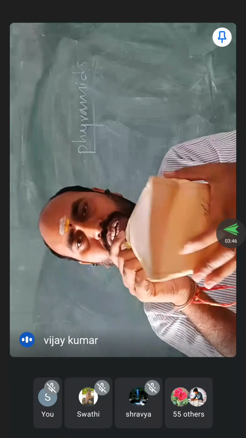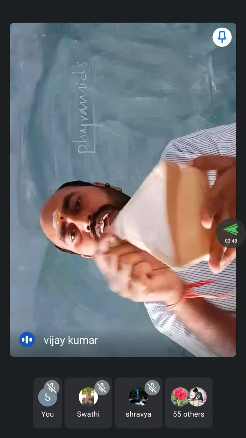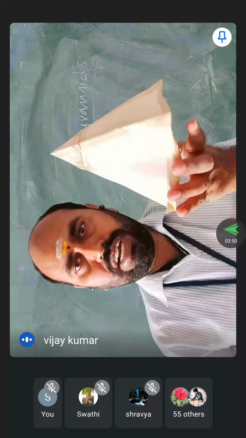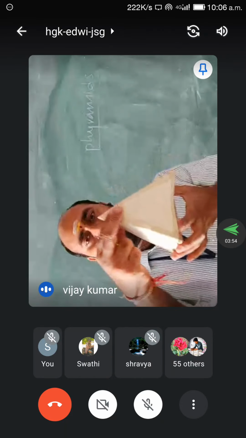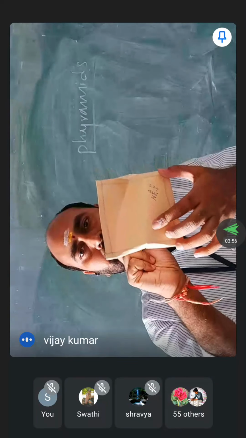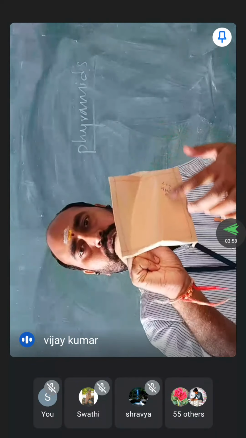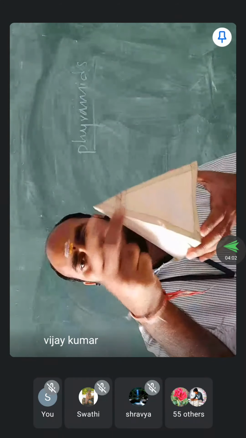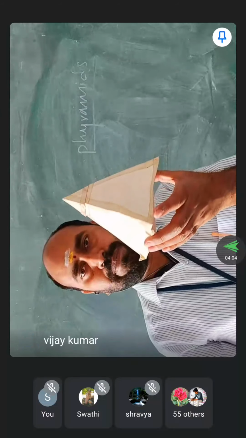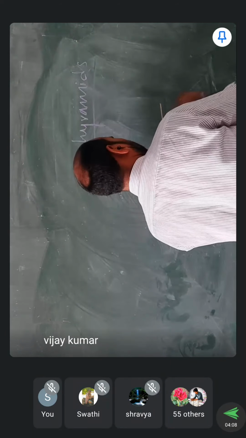Depending upon the base of a particular solid, it is called a pyramid. So this is a pyramid, right? What type of pyramid is it? It is a square pyramid because the base of the pyramid is in square shape. So for example, let us see the diagram of a square pyramid.